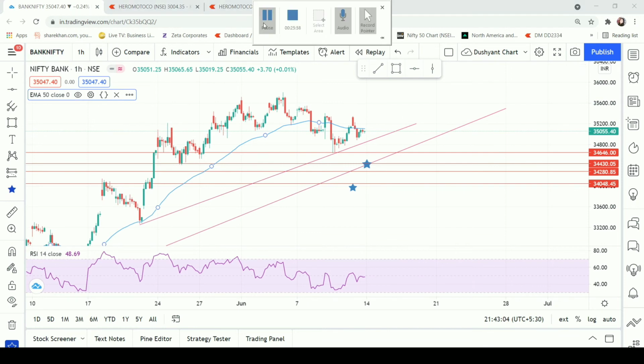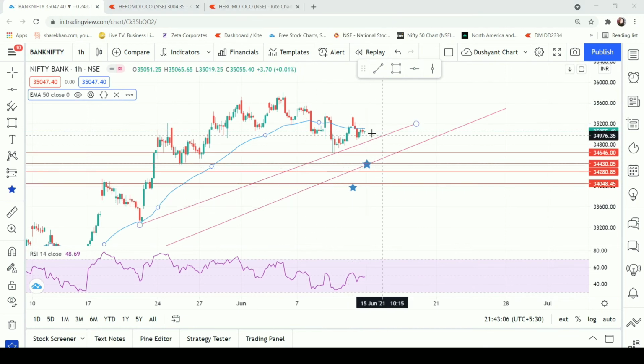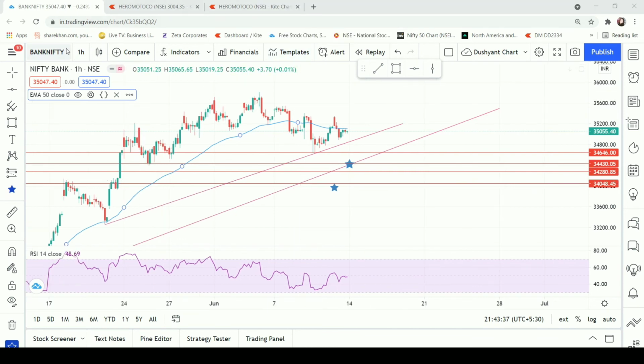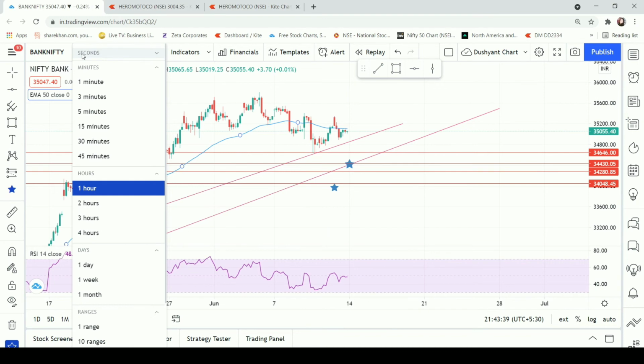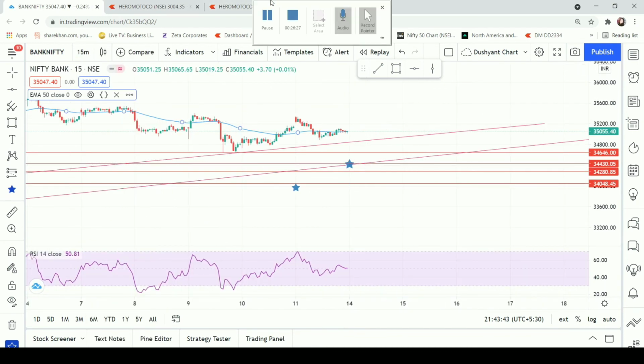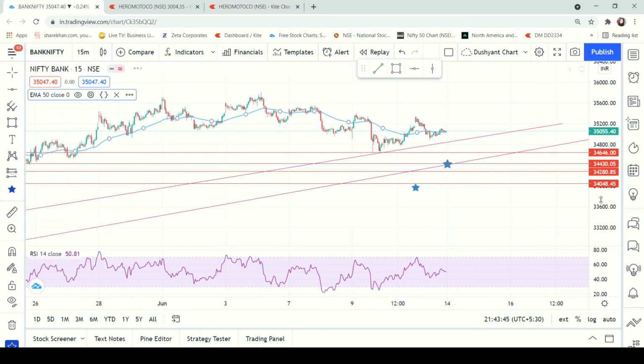So okay, so guys, here price is below the 50 EMA, so price can move in a downward direction, but actually we will find other setups in the lower time frame. Okay, so now we will move to 15 minutes.